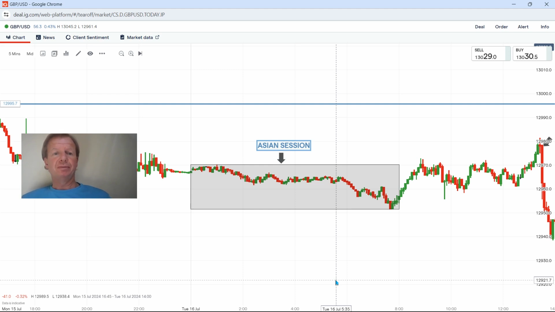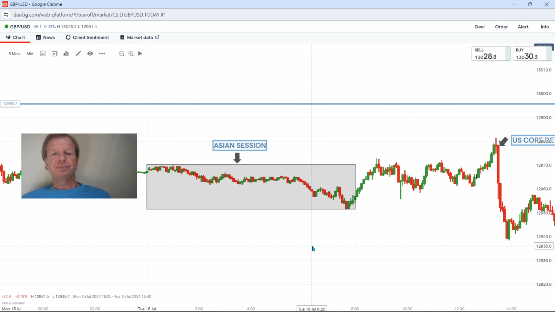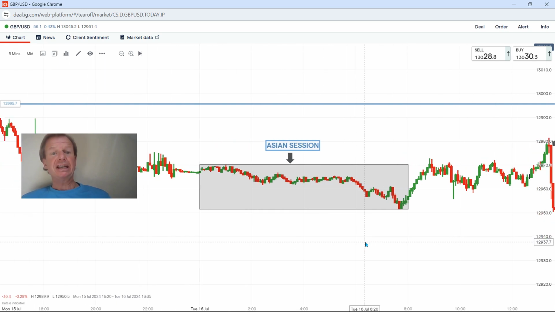This is a 5-minute chart, pound against the US dollar. For those of you who know me, I love to trade the London breakout strategy. Just to clarify, it's the highs and lows of the Asian session, which run from midnight to 8 o'clock in the morning here in the UK. I put this grey box around it, which shows you the range. And then basically you're looking for the breakout. Simple as what the title says.